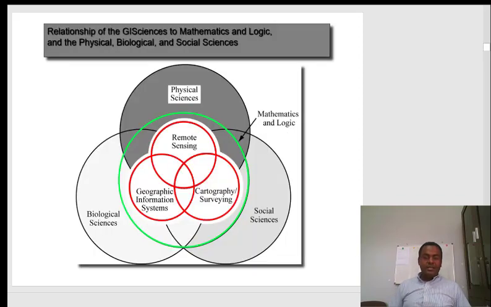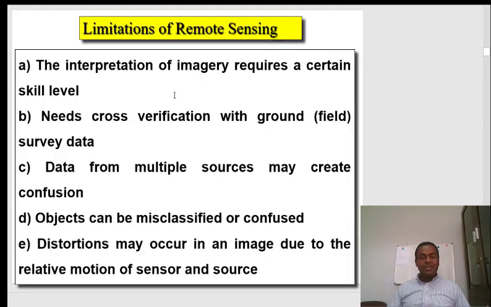Okay, and there is a relationship between remote sensing and other geosciences, mathematics, GIS, cartography, social science, physical science, and biological science. Remote sensing has this position. Okay, and regarding the limitations of remote sensing, we don't want to oversell the advantage of remote sensing. We have to tell you the limitations of remote sensing.